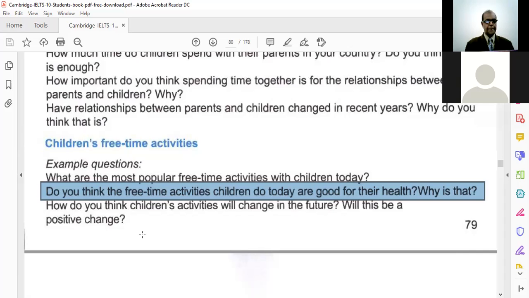All right. Now, do you think the free time activities the children do today are good for their health? Yes, I already told you. The free time activities which the children are doing nowadays are not giving any benefit to their health. They are even decreasing it. They are having a negative effect on their health.